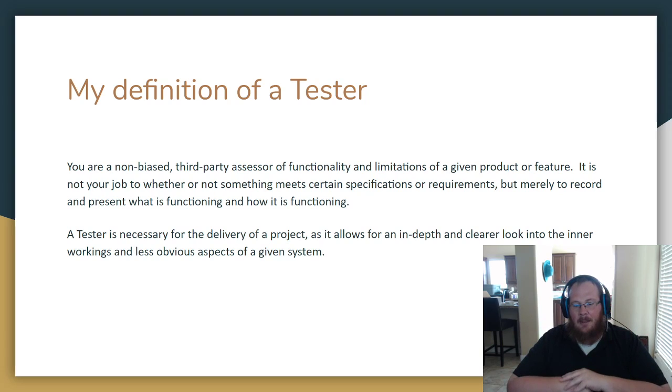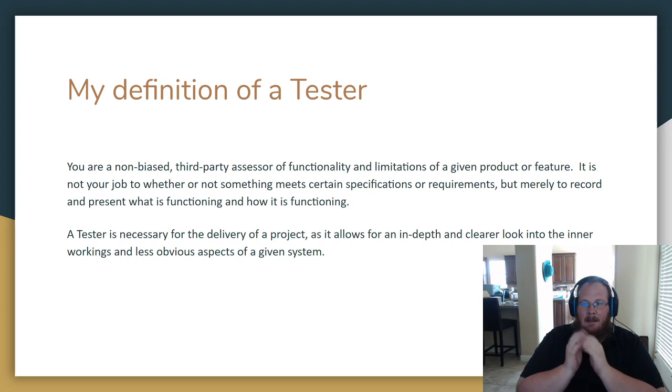Or perhaps the amount that it bounces back is a little bit lower. Either way, those kinds of meta details aren't typically at the forefront of a product owner or product manager's mind when they ask for things. And that's where this second little sentence or paragraph comes from: it's necessary for the delivery of a project because it allows for an in-depth and clear look into the inner workings that are less obvious aspects of the system.